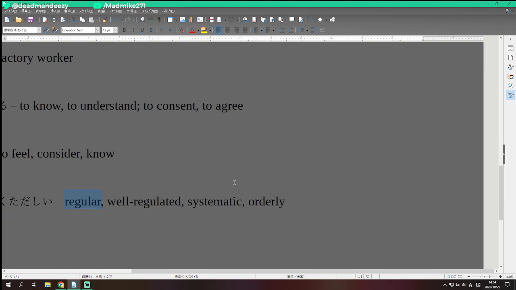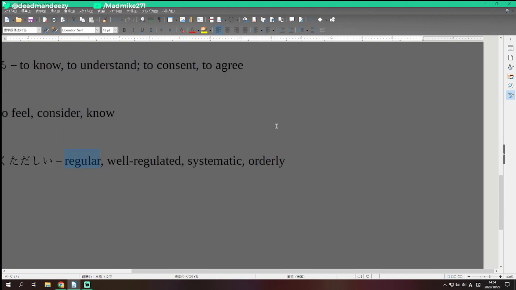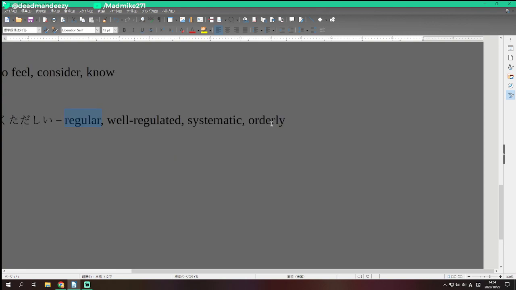A factory worker is a koin. Ko on the left side for factory or manufacturing, and in on the right side for employee. To know, to understand, or to consent or agree to something is kokoro eru. Kokoro on the left side for your mind, and eru on the right side for to gain or to benefit from. To feel, to consider, or to know, or to think is zonzuru, in a very intransitive way. Zonzuru.